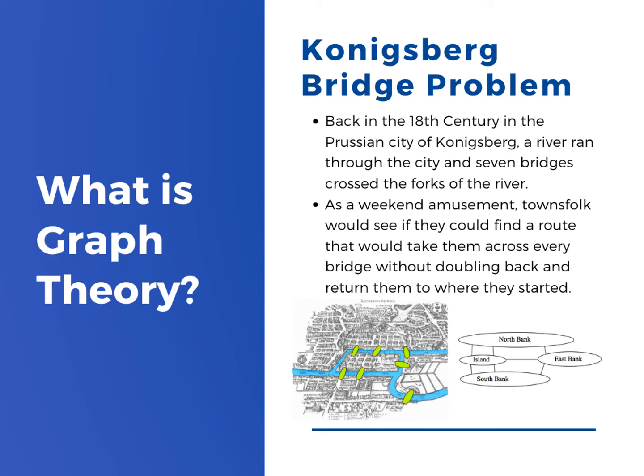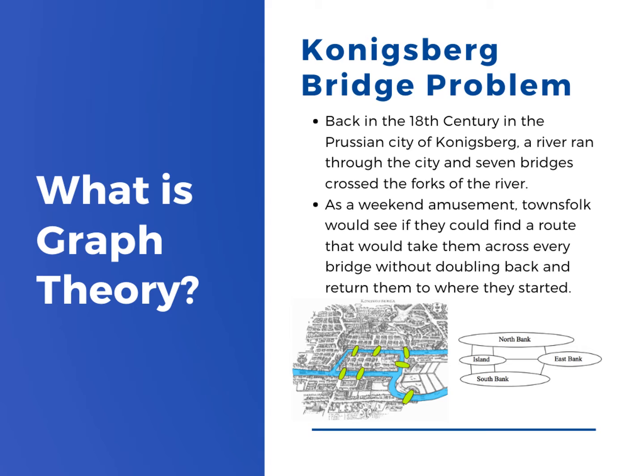Back in the 18th century, in the Prussian city of Königsberg, a river ran through the city, and seven bridges crossed the forks of the river. As a weekend amusement, townsfolk would see if they could find a route that would take them across every bridge without doubling back and return them to where they started. Leonhard Euler, being great as he was, solved the puzzle and said that it would be impossible to do such a thing by simplifying and representing the problem through graphs as shown below. Later, we will discuss the concept applied to this scenario.